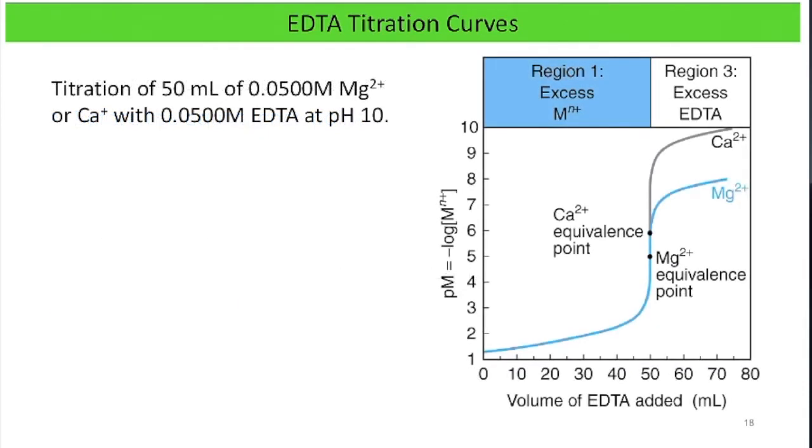So here's a picture of a couple of titration curves. Notice they look exactly the same as a strong acid, strong base titration curve. The difference is we have volume of EDTA on the bottom rather than volume of strong acid or volume of strong base. And on the y-axis, we have pM.